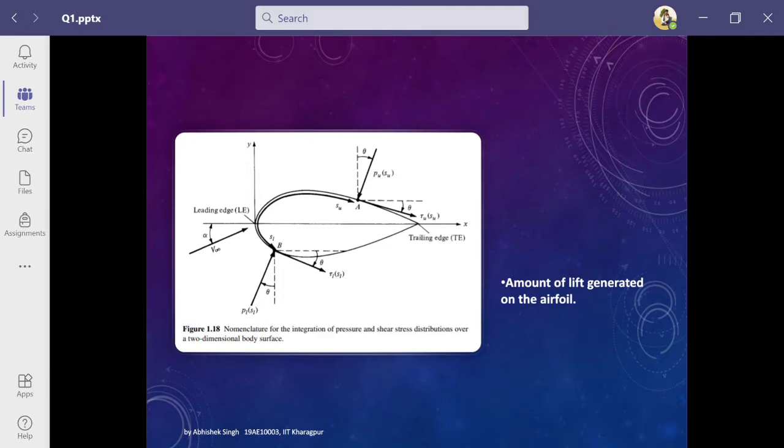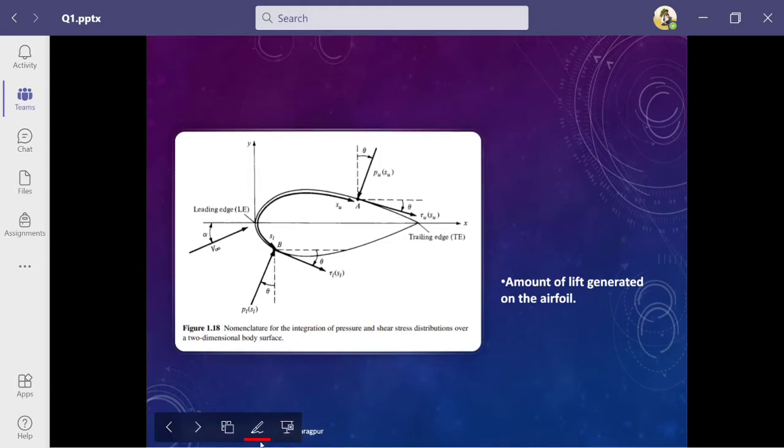So as the shear stresses act tangential to the surfaces, basically in the horizontal direction, the pressure is a dominant player in the generation of lift, and shear stress has negligible effect on lift. As we can see, the distribution of the pressure is like this here.